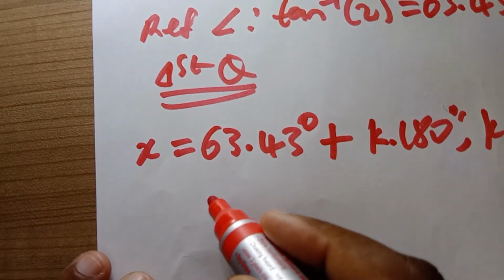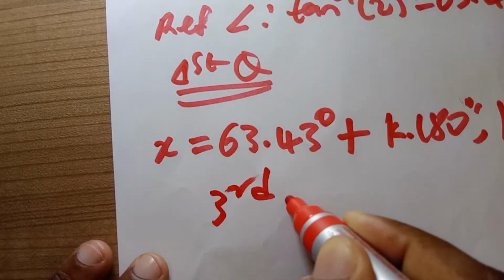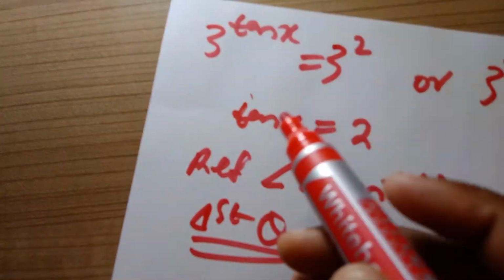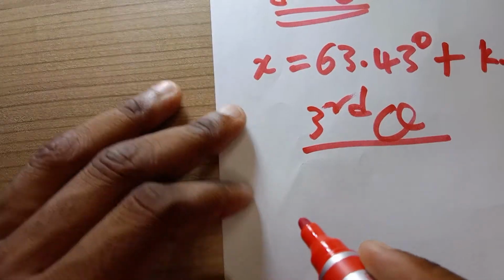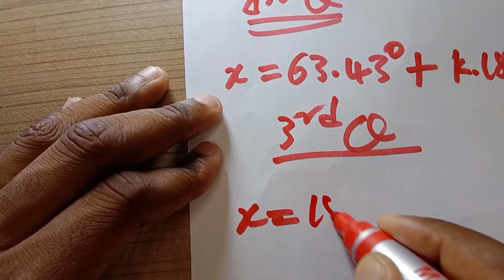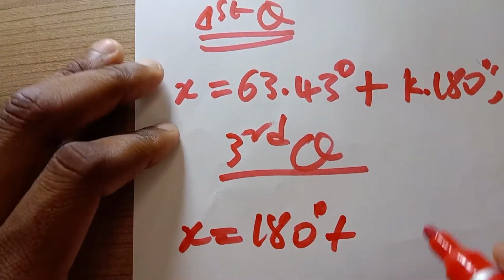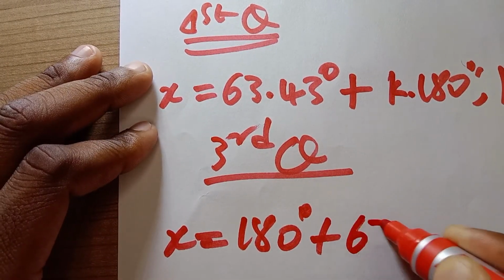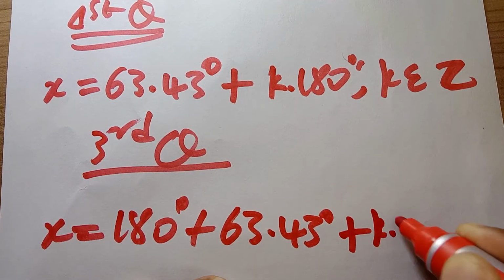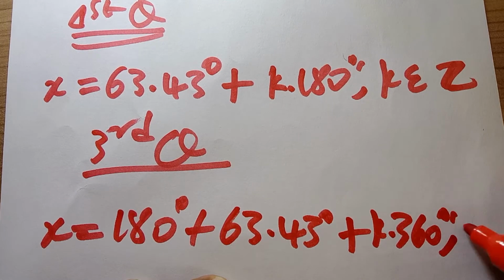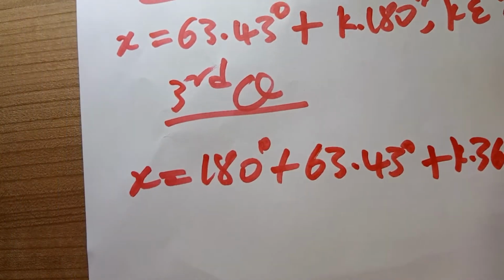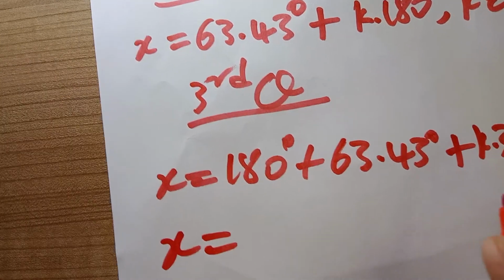Then we said we must consider again the third quadrant there, okay? In the third quadrant, again we take whatever's here to the left hand side. We are having x equals to, then in the third quadrant we are having 180 degrees plus the reference angle there, okay? Then again we must take care of other solutions in other cycles where k should be an element of integers, okay?